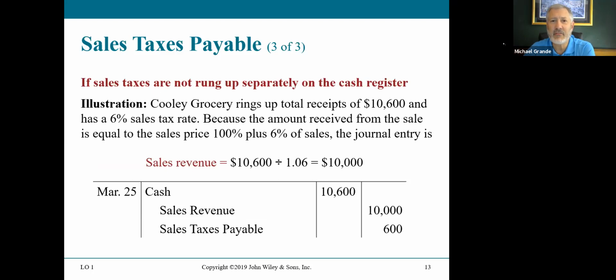What if sales are not rung up separately on the cash register? What if sales taxes are not rung up separately? So we've got to figure out what the sales taxes were.